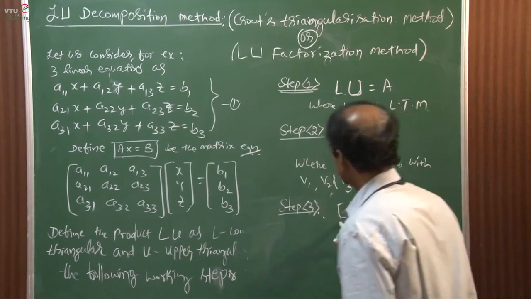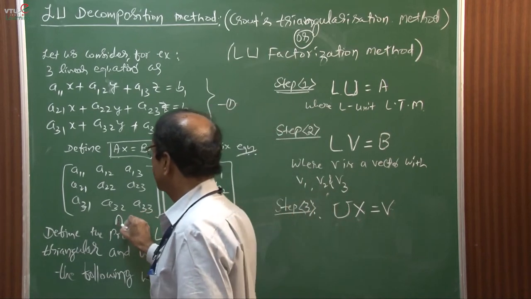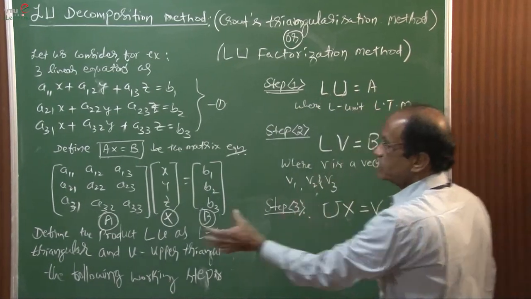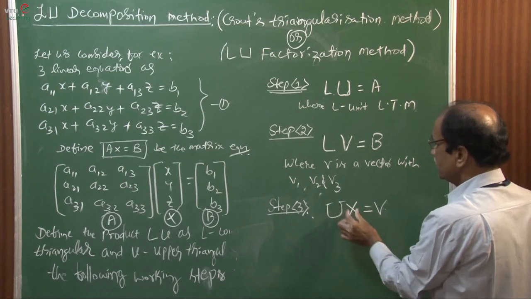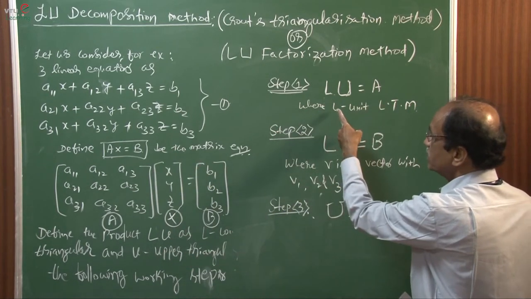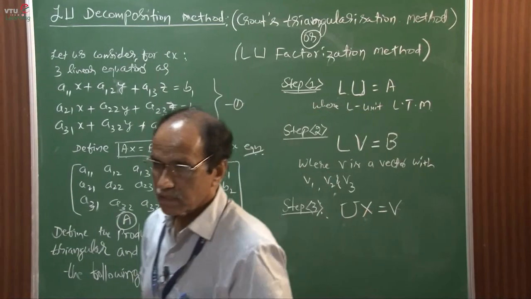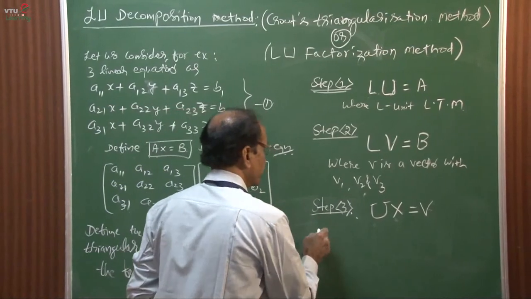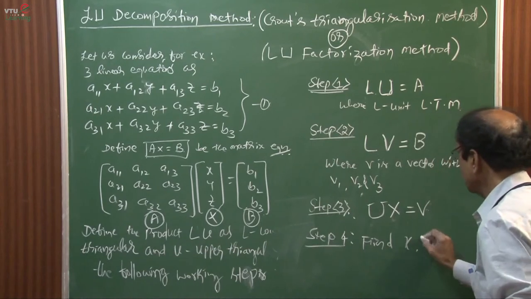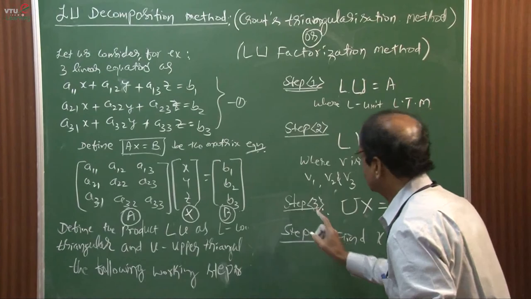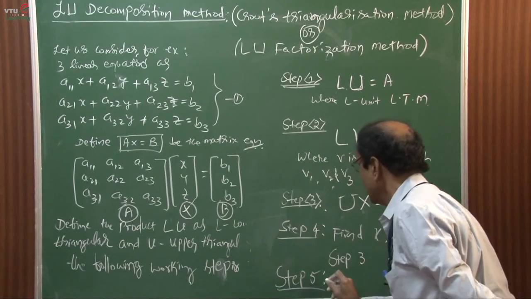UX equal to V. So in this UX, X stands for this value. This is X, this is B, and this is A. Here, L into U is equal to A means this is the coefficient matrix you have to compare. L into V is equal to B means this column you have to take. And U into X means X takes these values and U is the unit upper triangular matrix, multiplied with X, and then equated to the values V1, V2, V3. Thereby, the last step, step 4: find X, Y, Z from step 3. And you can conclude with step 5, verification.